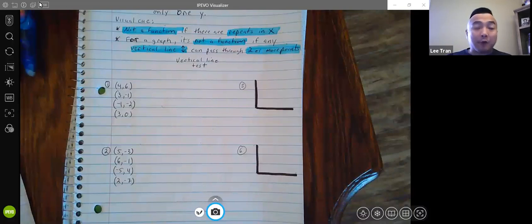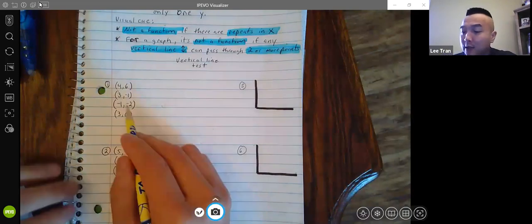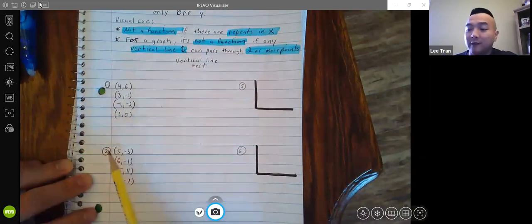For the IXL, it's all multiple choice. It's going to ask you, is this a function, and you click yes or no. Or it's going to give you four options and you choose the one that is a function. On one like this, we're going to click function or not function.